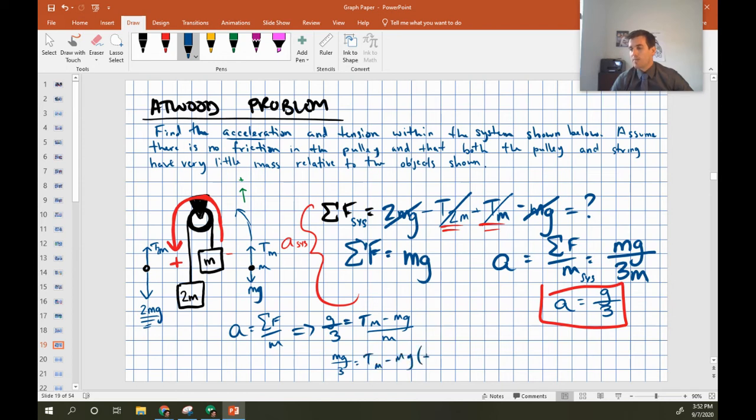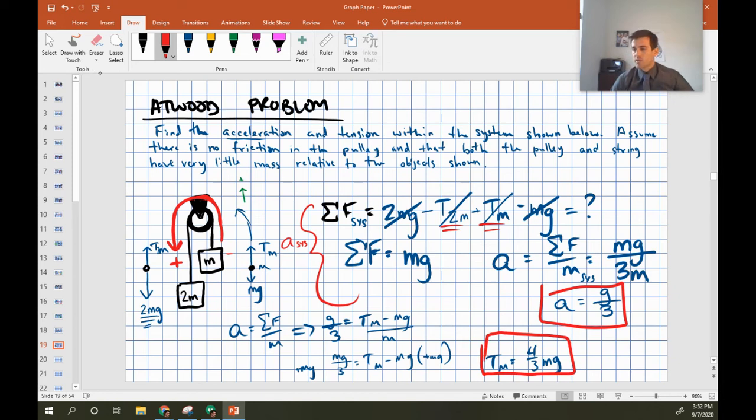I would then add mg to both sides, and that gives me Tm equals 4/3 mg, because adding mg is the same thing as adding 3mg over 3. So 3 plus 1 is 4. So there's the tension, 4/3 mg, for the m.